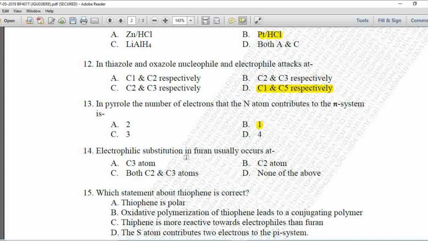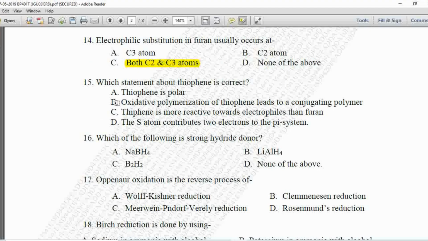Next MCQ 14. Electrophilic substitution in furan usually occurs at option A is C3 atom, B is C2 atom, C is both C2 and C3 atom, D is none of the above. So here the correct answer is electrophilic substitution in furan easily occurs at both positions C3 and C2. So the correct option is C, that is both C3 and C2 atoms.